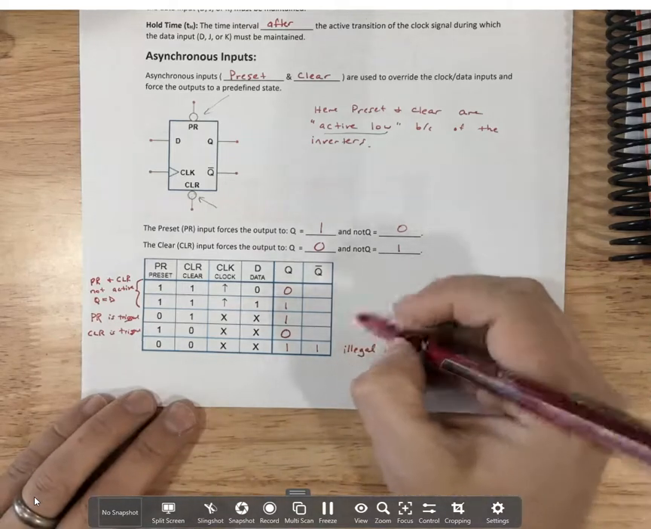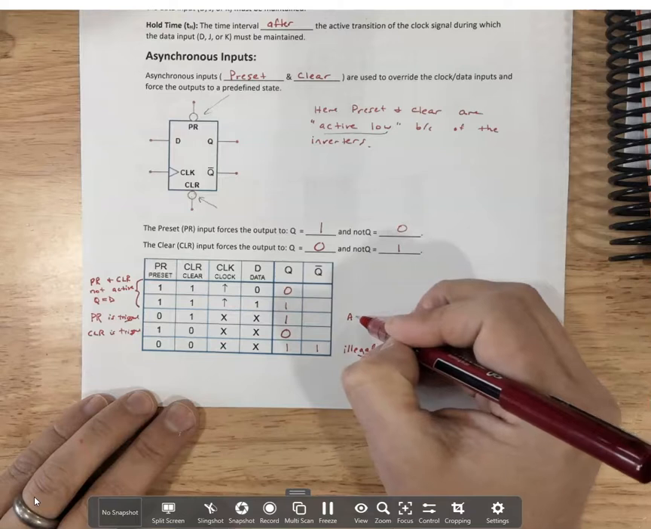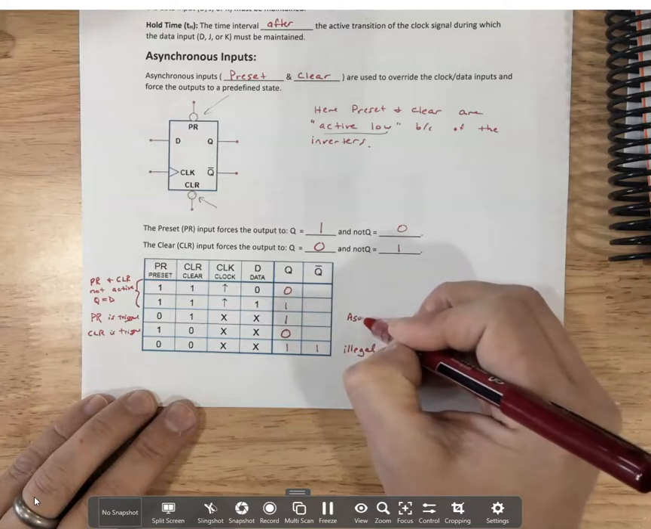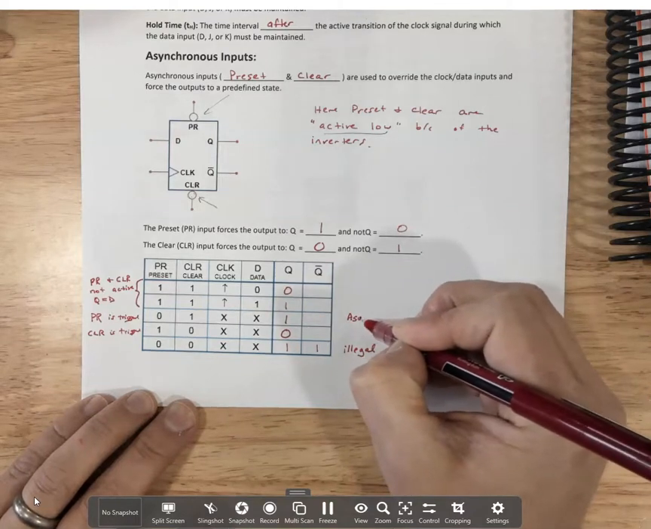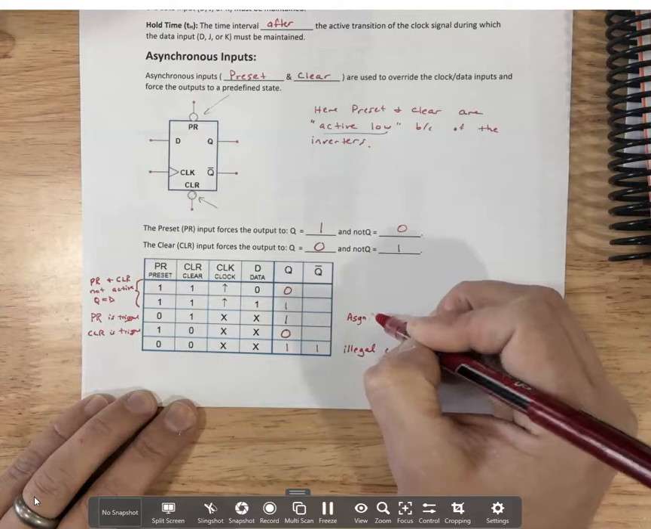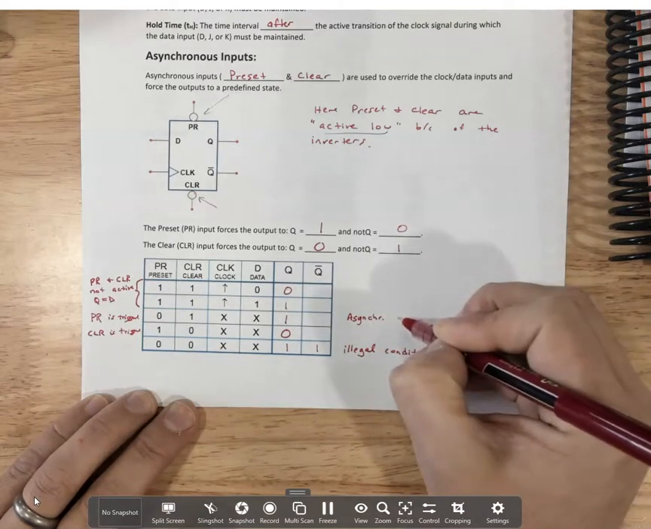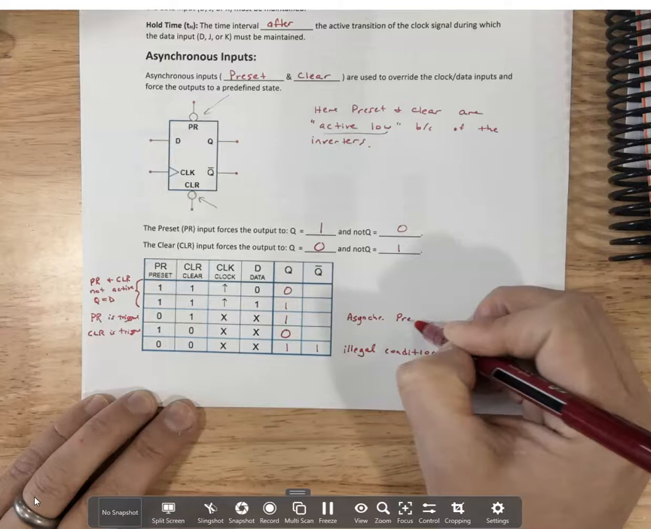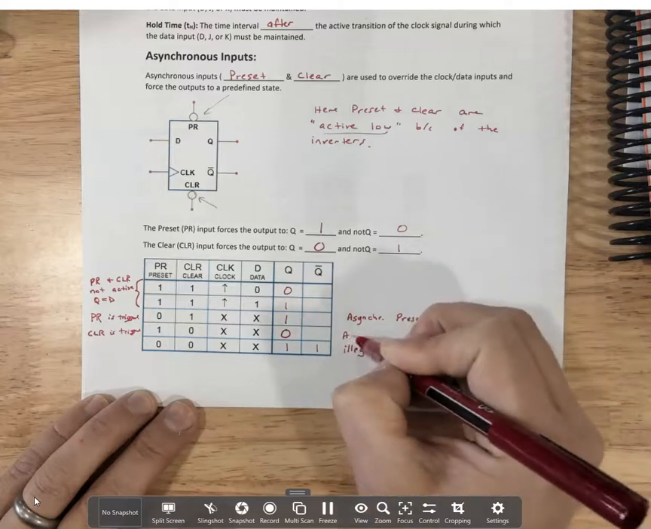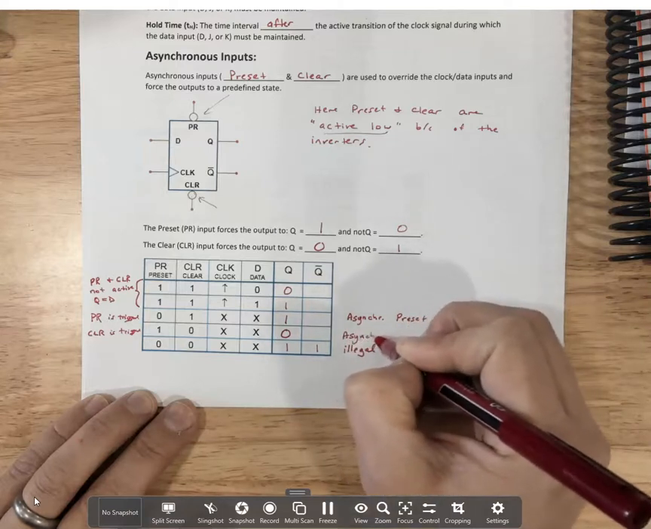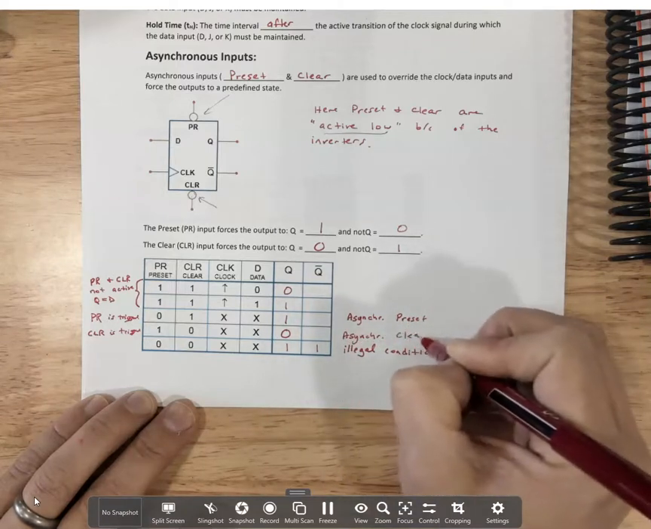And out here, I can label this as what we would call the asynchronous preset, spelling the word asynchronous, I'll abbreviate preset. And this is the asynchronous clear condition.